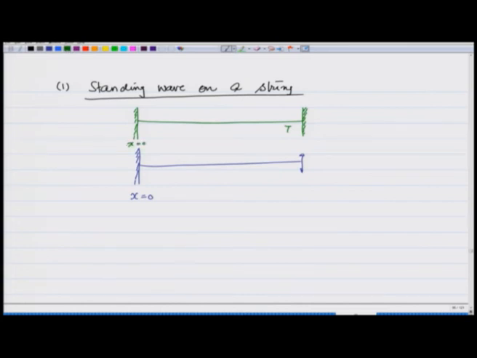So, what would happen is, when I create a wave in this, suppose I create a pulse, it is going to move this way and then move back. Net displacement is going to be given by the sum of these two, reflected and incoming pulse. At x equals 0, the net displacement is always 0.